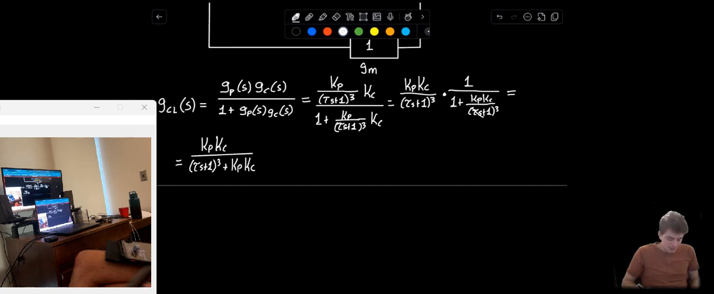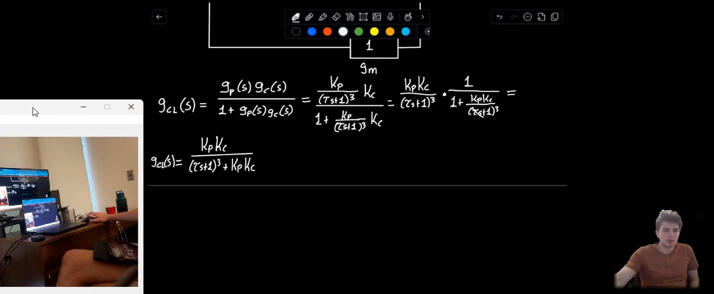All right, so now we've gone ahead and defined the closed loop gain of our system here. What we're going to do next is attempt to define our limits of stability for the system.